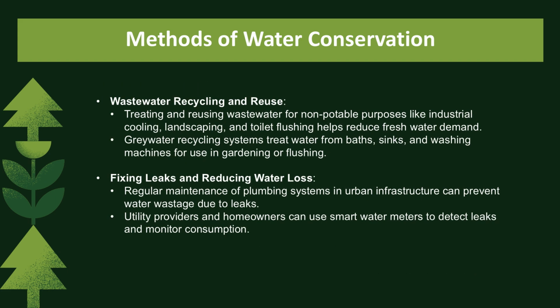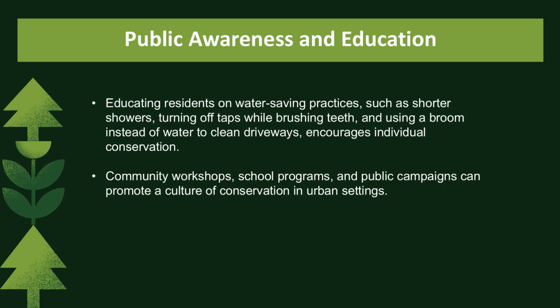We can conserve water in our homes too. Water-efficient appliances like low-flow faucets, shower heads, and dual-flush toilets save water without reducing effectiveness. Wastewater recycling and reuse is another strategy. After treating wastewater, it can be reused for things like industrial cooling or landscaping. Fixing leaks is also essential. Even a small leak can waste a significant amount of water over time, so maintaining plumbing in homes and cities helps prevent unnecessary waste.